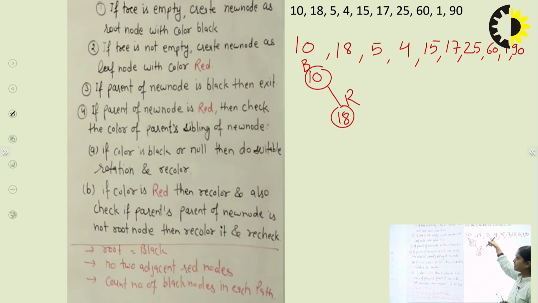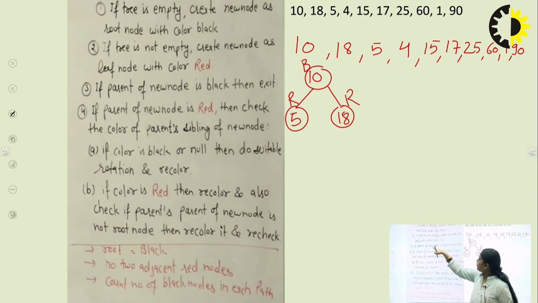Now the next element is 5. So 5 is less than 10. Obviously it goes to the left of 10 and the color is red. So all the three properties are holding good. No rotation, no case matching is required. So if the parent of the new node is black, so the new node is 5 and the parent is black, then exit. The next node is 4. So again checking, now the tree is not empty.